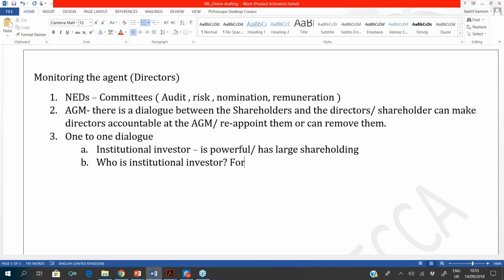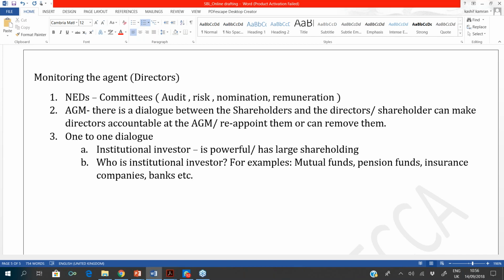For example, the institutional investors are the mutual funds, the pension funds, the insurance companies, the banks, etc. They're all institutional investors. They invest in large shareholdings. When a mutual fund or an insurance company buys a share, they don't buy 500,000 shares, they buy bulk shares, 10%, 15%. They take significant shareholdings, right?